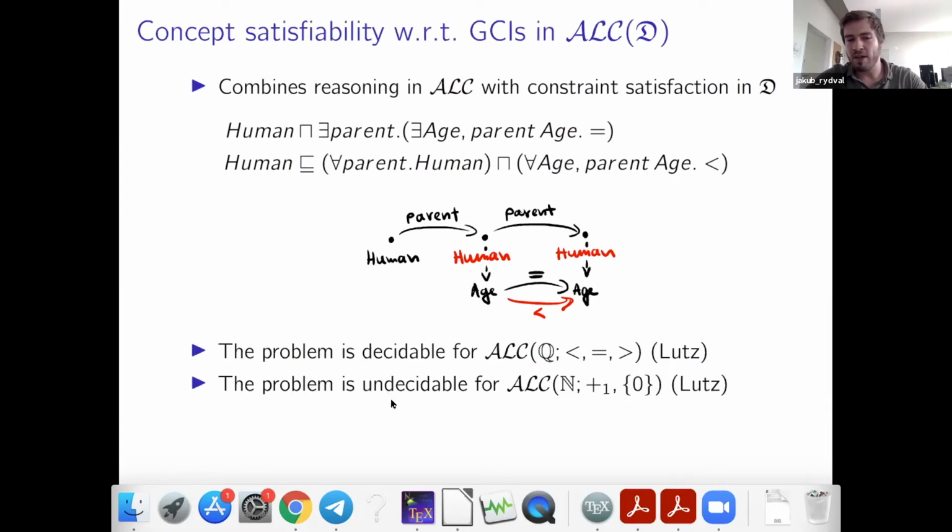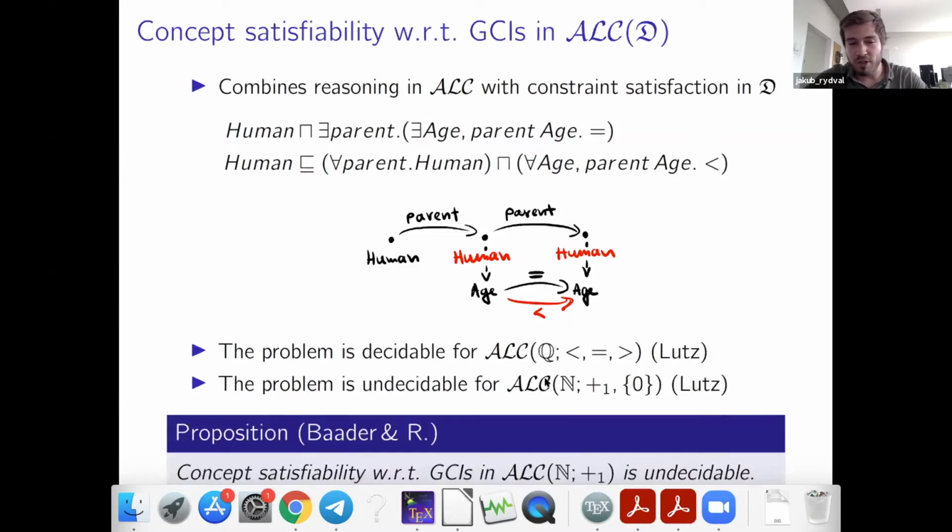But the problem can quickly become undecidable. For instance, already for ALC equipped with the concrete domain of natural numbers, the successor relation, and the constant zero, we already get undecidability, and this is also a result of Lutz. Our first contribution is showing that concept satisfiability with respect to GCIs is already undecidable in ALC extended with natural numbers and a successor relation. And the idea is that in the original proof of Lutz, there was a reduction of the halting problem for two-register machines to concept satisfiability, and we were able to simulate this reduction, and especially the zero tests, without actually having the zero in the signature.